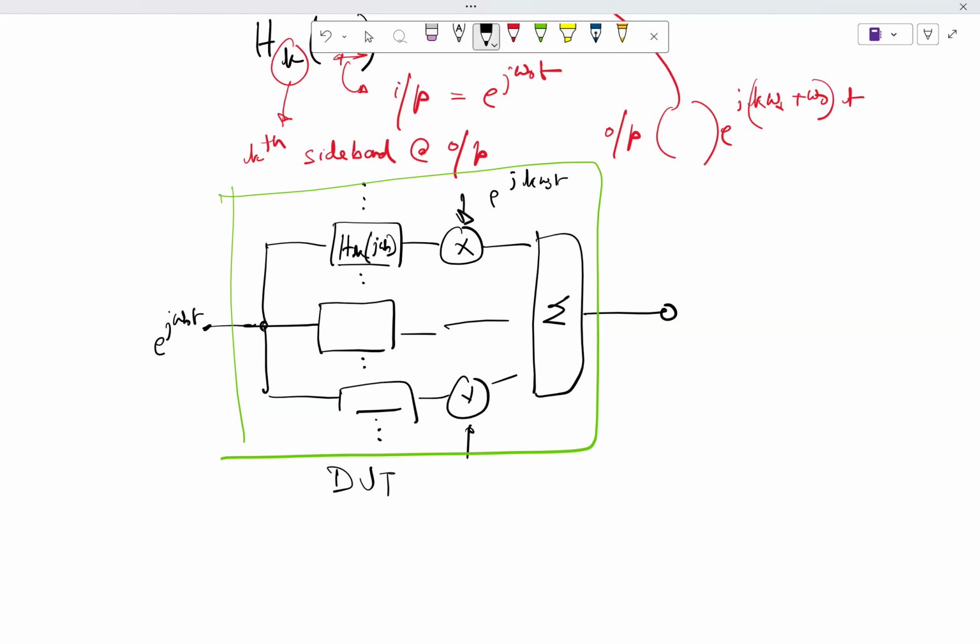So do you know what omega s is? Yes, you know omega s, because generally omega s is something that you are controlling from outside, right? So you know omega s. So what are you going to do?